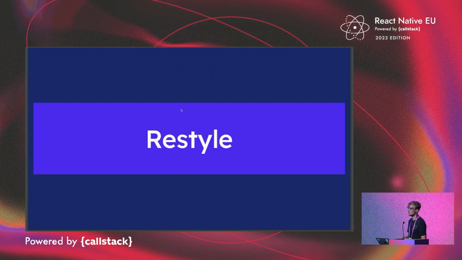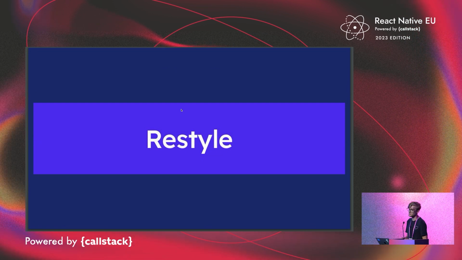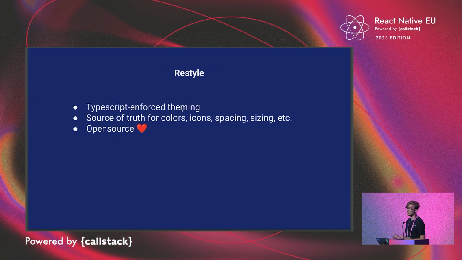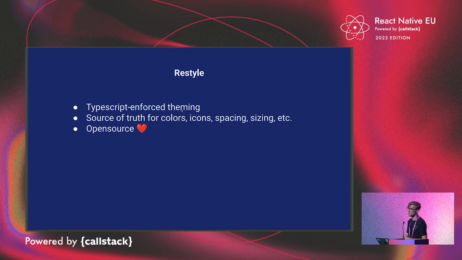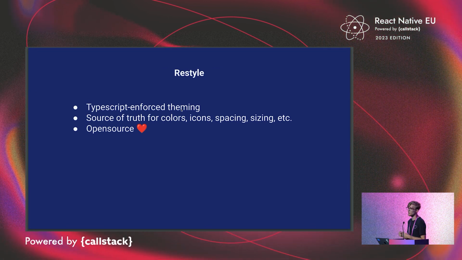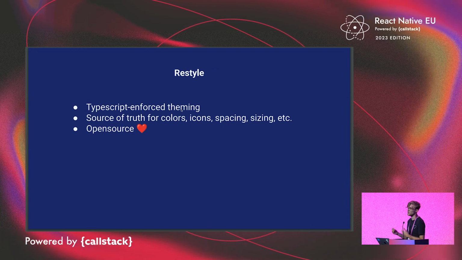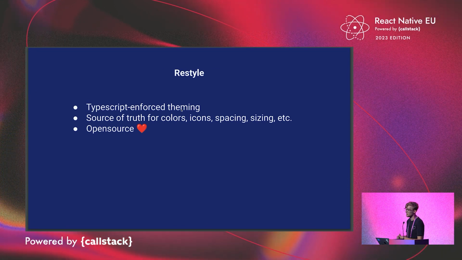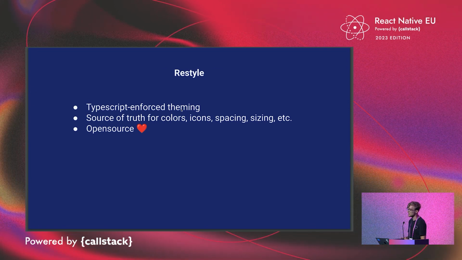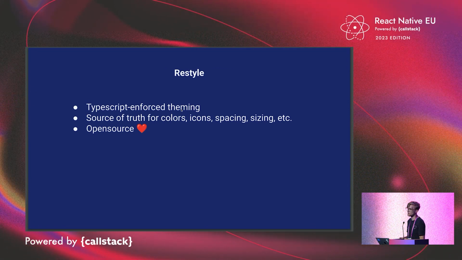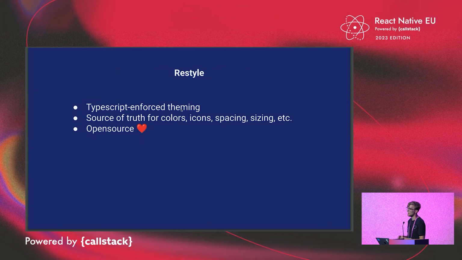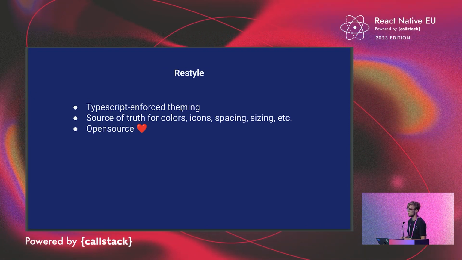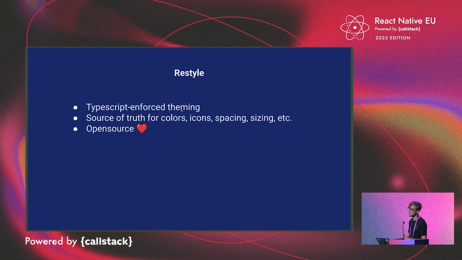For theming, we use a restyle library that was already on stage presented by Lorenzo. And restyle is great for the design system because it allows you to have TypeScript enforced theming. So with TypeScript, you can enforce that developers don't actually use tokens that are not in the app, or that they don't use custom colors that somebody came up with. They can only use the colors that are inside the theme. And another good thing about using TypeScript for the theming is that you actually get auto-completion for the individual tokens. So it is a source of truth, not only for colors, but also for icons, for spacing, sizing.